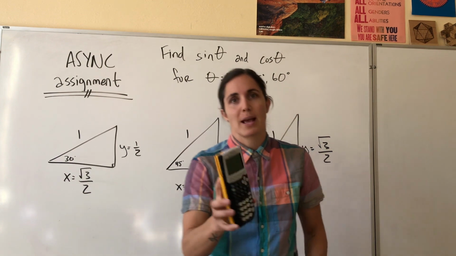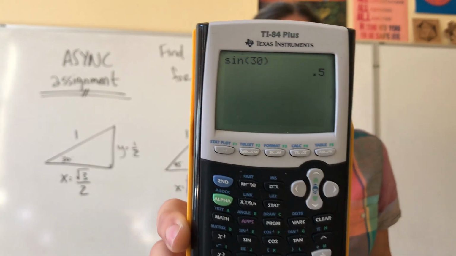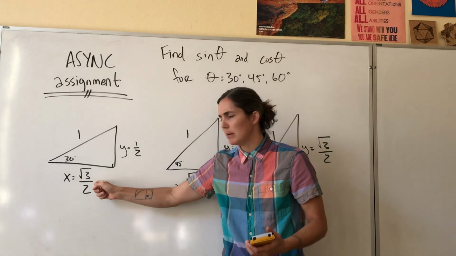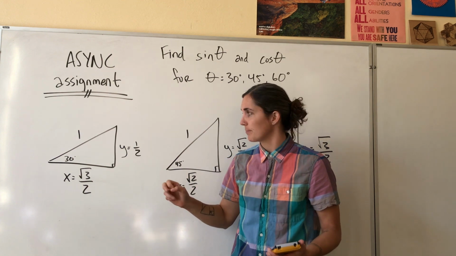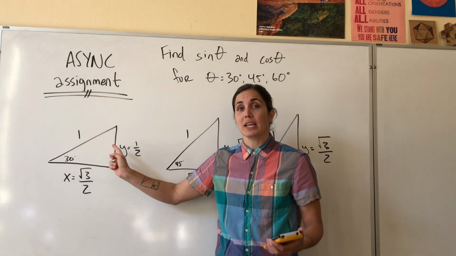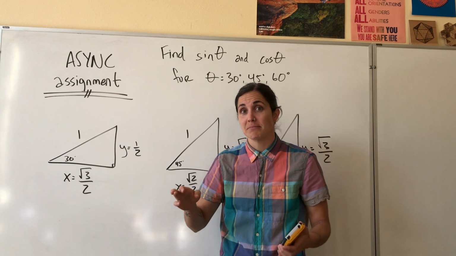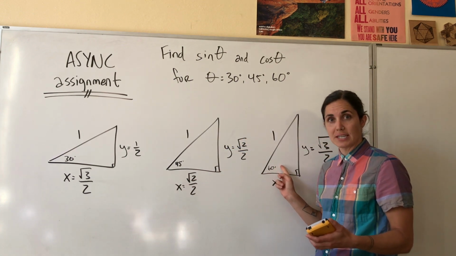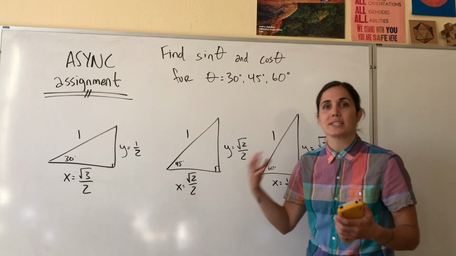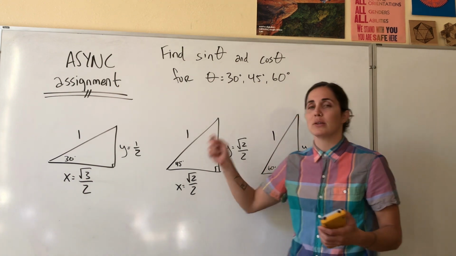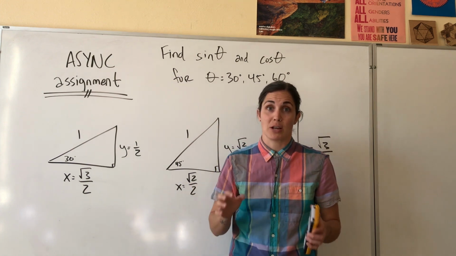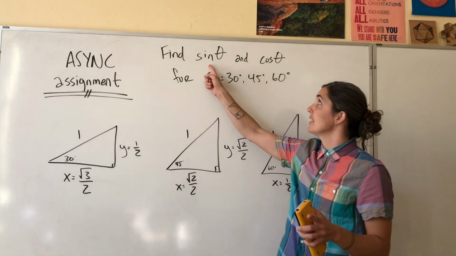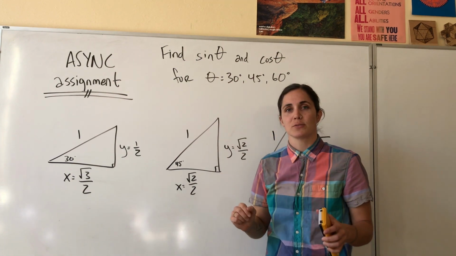I want you to notice what happens when you type that into your calculator. That's no coincidence, and you maybe even recognize some of these numbers. Sine of 30 is a half. And in fact, over here, we can also see cosine of 60 is always a half, because this hypotenuse of 1 is a pretty special hypotenuse. So first, find sine and cosine for each of these three angles.